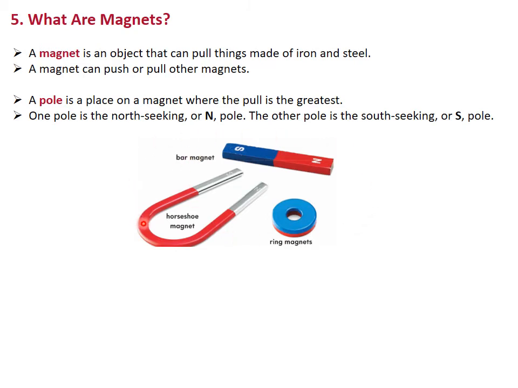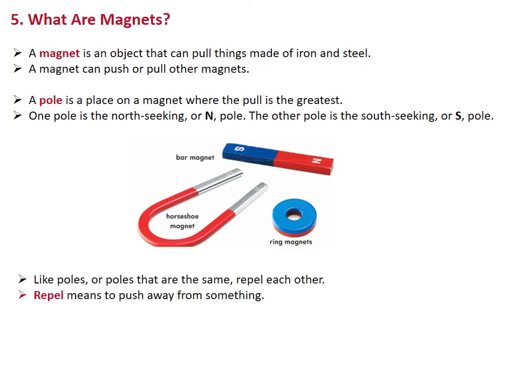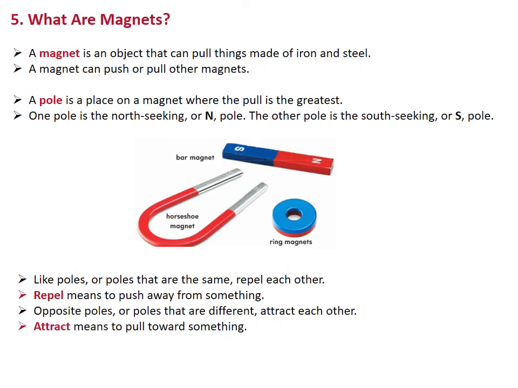Now, if we look at this picture, we can see that we have different shapes of magnets. We have the horseshoe magnet, we have the bar magnet, and we have the ring magnet. Like poles, or poles that are the same, repel each other. Repel means to push away from something. Opposite poles, or poles that are different, attract each other. Attract means to pull towards something.